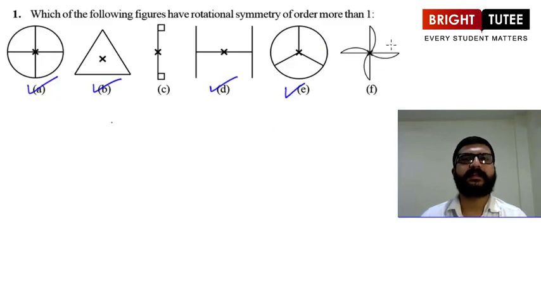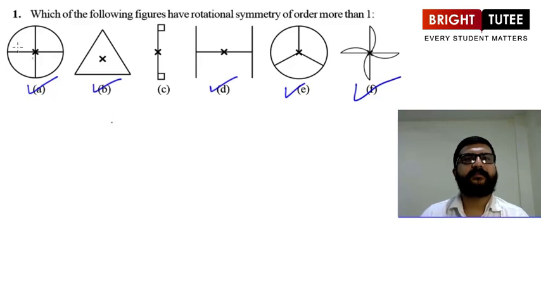Now similarly the last figure. When we rotate this by 90 degrees, we will get the same figure. Again with 90, we will get the same figure. So when we complete the rotation of 360 degrees, we will find that we are getting 4 positions at which we get exactly the same figure. So the order of symmetry for this figure is 4, which is again more than 1.